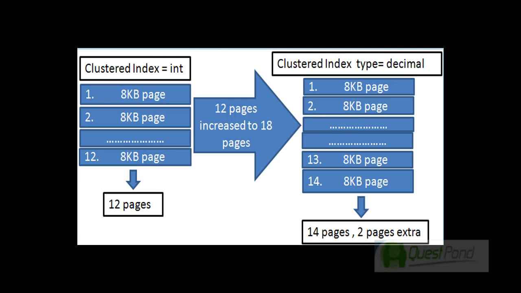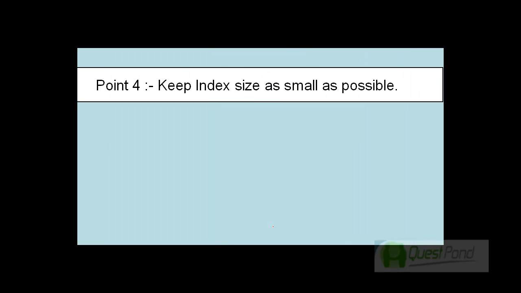So concluding what we demonstrated, we saw that when we created an index on an int data type as compared to decimals, the number of pages increased. And because the number of pages increased, the SQL engine has to make an extra jump between pages to fetch data, which means there will be a degradation in your SQL query performance. So concluding what we discussed, point number 4, keep index size as small as possible.